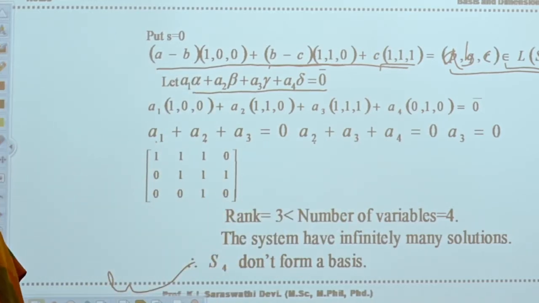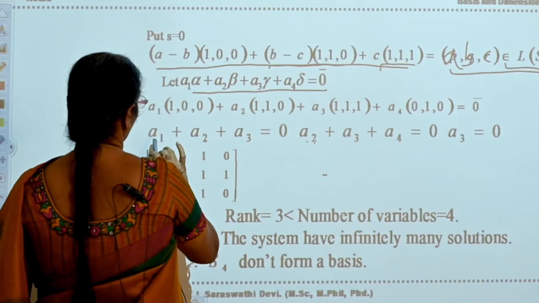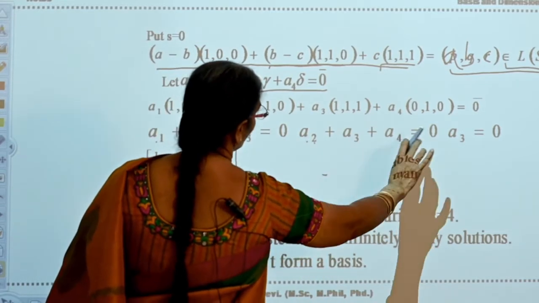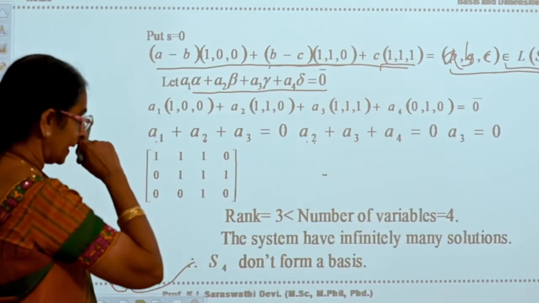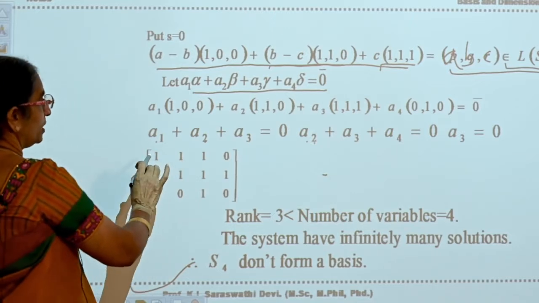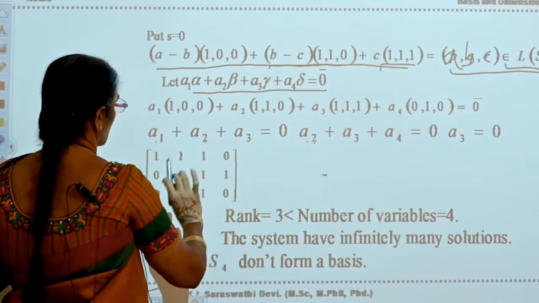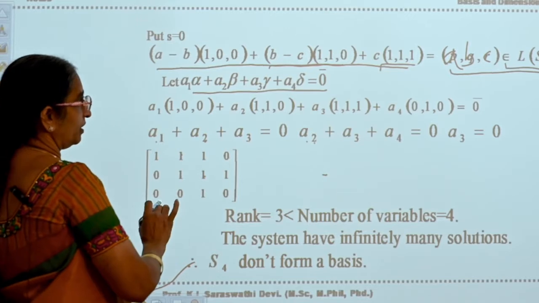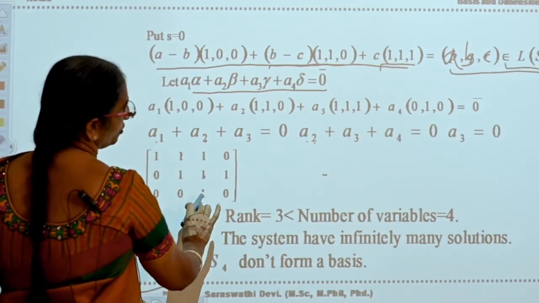These are the equations. Now, one way is writing these equations in matrix form. You have A1 plus A2 plus A3 is equal to 0, A2 plus A3 plus A4 is equal to 0, A3 is equal to 0. Now, you can write these equations in a matrix notation, that is 1 1 1 0, here A1 is absent, so 0 1 1 1, and 0 0 1 0.